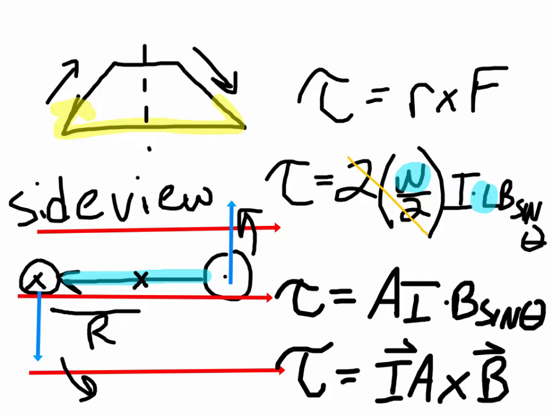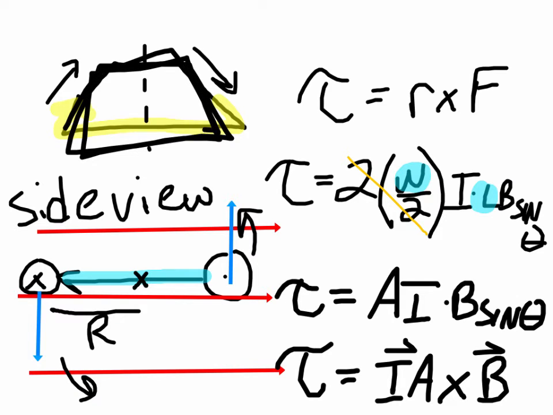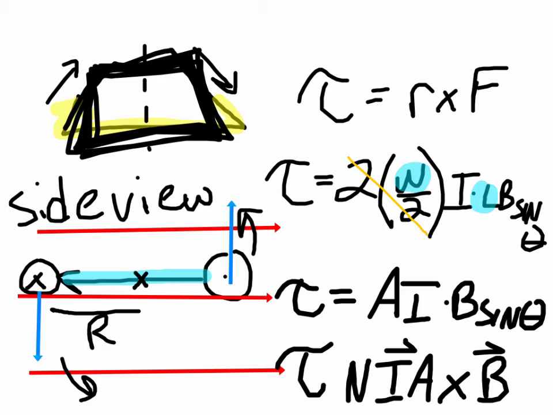We could actually get more torque by doing something very, very simple: make this loop have multiple wrappings. If I take and wrap up the wire into a current carrying loop, let's say I do it 10, 15, 20 times, all I have to do to find my new torque is multiply by the number of turns. So I could write N I A cross B, which would give me my torque on multiple loops in a magnetic field.